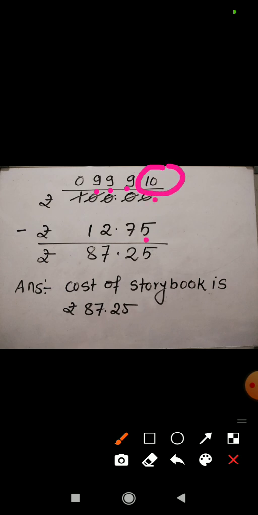Now 10 minus 5, 5. 9 minus 7, 2. 9 minus 2, 7. And 9 minus 1, 8. And this 0 will come down as it is. 0 in the beginning has no value, so you can skip it as well. And put the decimal point just below the decimal point. So the answer is 87 rupees 25 paise. So what is the cost of storybook? 87 rupees 25 paise.